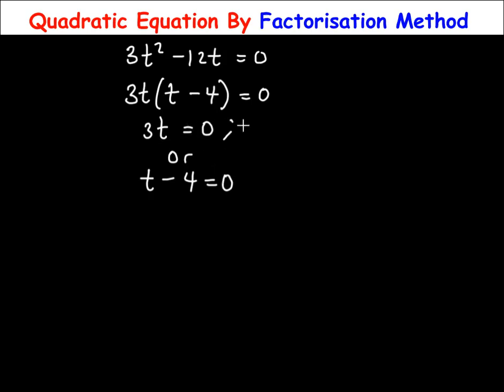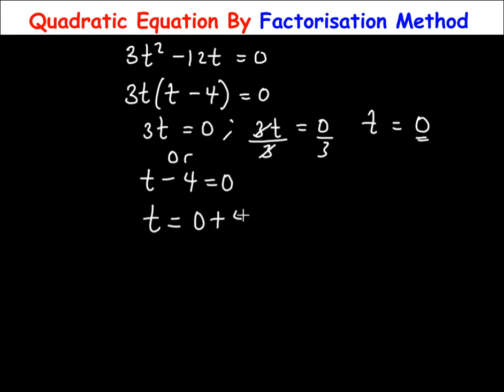Now to solve for t, 3t is equal to 0. Divide both sides by 3. 3 divided by 3, and 0 over 3 is 0. Good. The next one, to solve for t here, minus 4 crosses the equality sign to the other side. So t is equal to 0 plus 4, t is equal to 4. Good. With this, we've gotten the values of t for this quadratic equation.